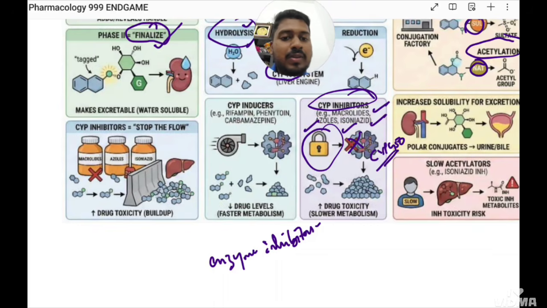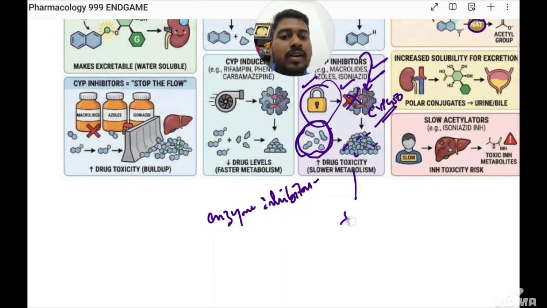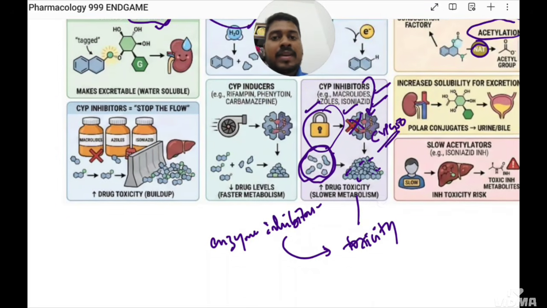So as a result of which, what will happen? The drug will not be metabolized and drug concentration will increase in the blood. So they are inhibitors of the enzyme, as a result of which the drug is not metabolized, and that leads to drug toxicity. So remember, enzyme inhibitors lead to other drug toxicities, whereas enzyme inducers are drugs like rifampicin, phenytoin, carbamazepine.